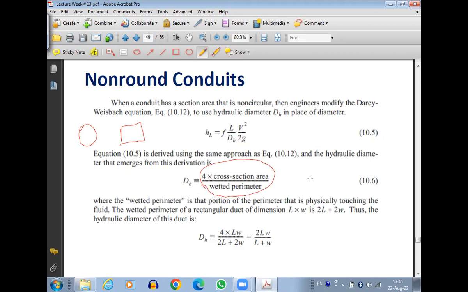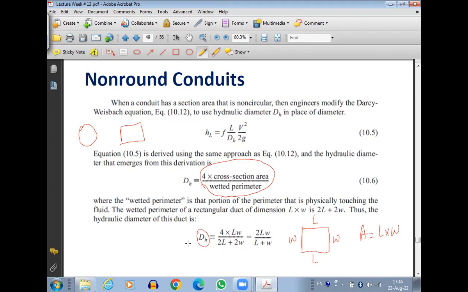Okay, so suppose we have a situation like this, this is our duct, so it has a dimension here L and the width here is W. Okay, so the wetted perimeter will be 2L plus 2W. Okay, and the area would be L multiplied by W. Okay, so the hydraulic diameter will be 4 times the cross-sectional area, 4 times L times W, divided by the wetted perimeter, which will be 2L plus 2W. So it will be 2 times L times W divided by L plus W. Okay, so now we have this hydraulic diameter.